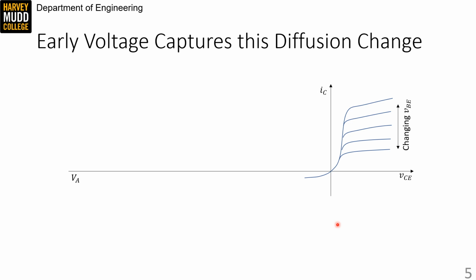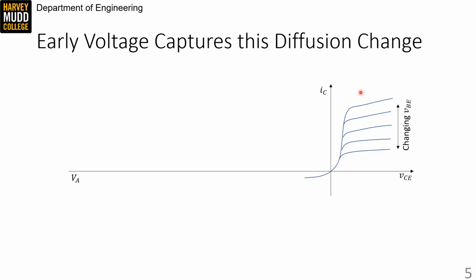So here's our IC VCE curves, but with the base width modulation included. This results in a linear increase in current in the forward active region as VCE is increased. And I've exaggerated that pretty dramatically in this plot. These slopes are actually much steeper than you'd see on a real BJT curve. Often this increase is barely perceptible when you measure it.